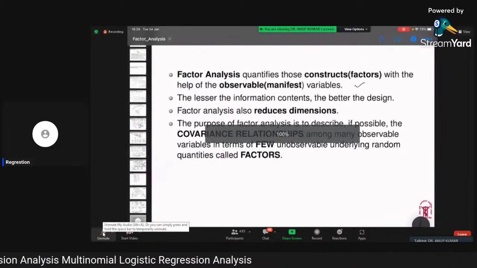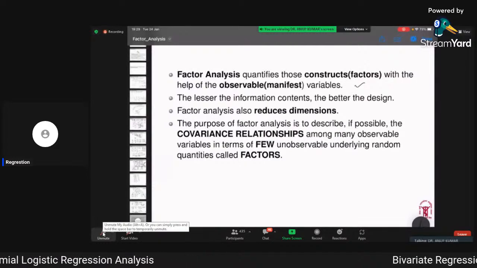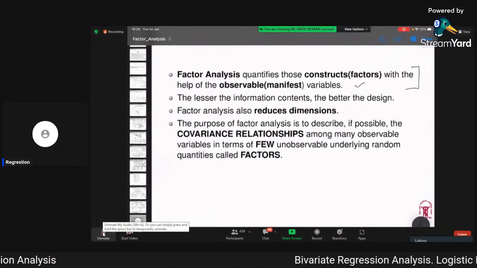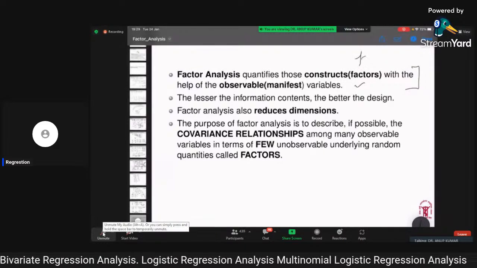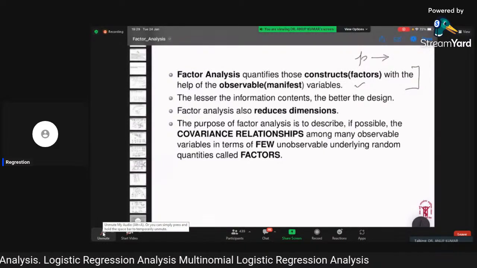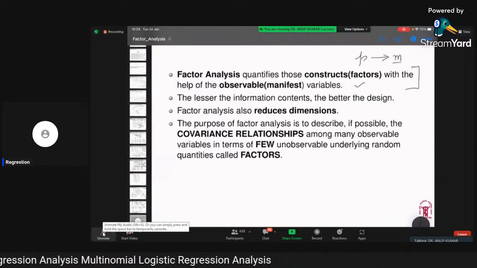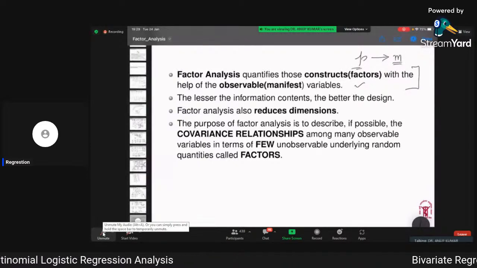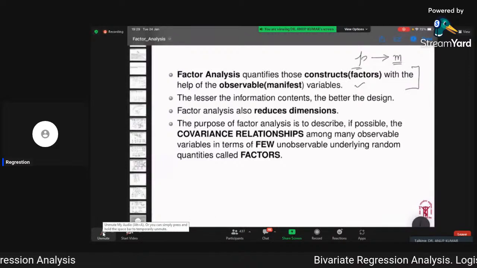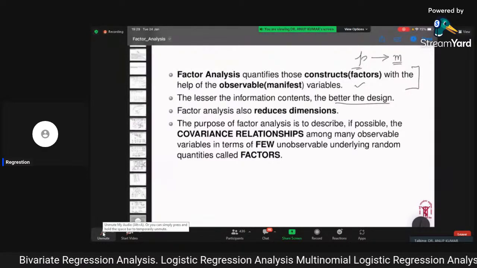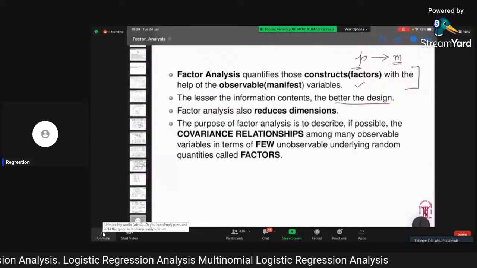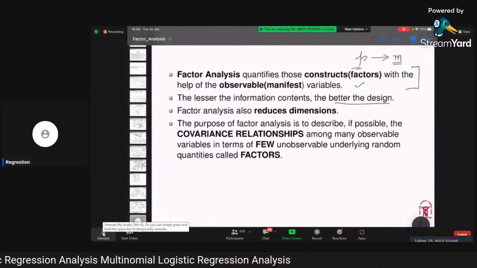Now, why is this very important? The lesser the information content, the better the design. Means there are p observable quantities and you are converting them into m unobservable quantities. So the lesser the information content, the better the design. For example, there is a TV remote, and in the TV remote there are lots of buttons. Lots of information is there.